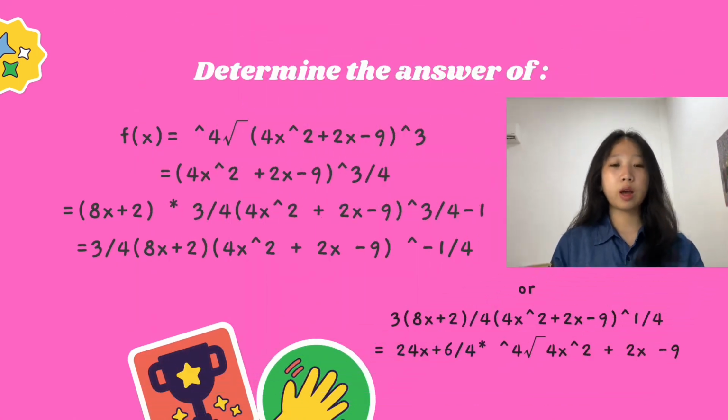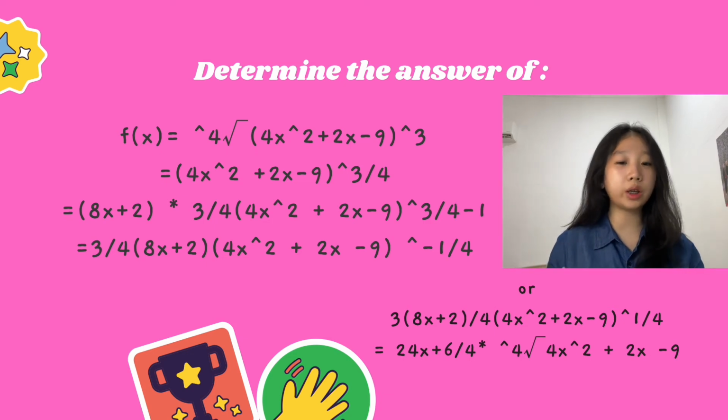For the fourth example, we're going to change this root into a simpler one, which is 4x to the power of 2 plus 2x minus 9, with the power 3 over 4. Where do we get those? The 3 is from the power of the equation, and the 4 is from the fourth root.